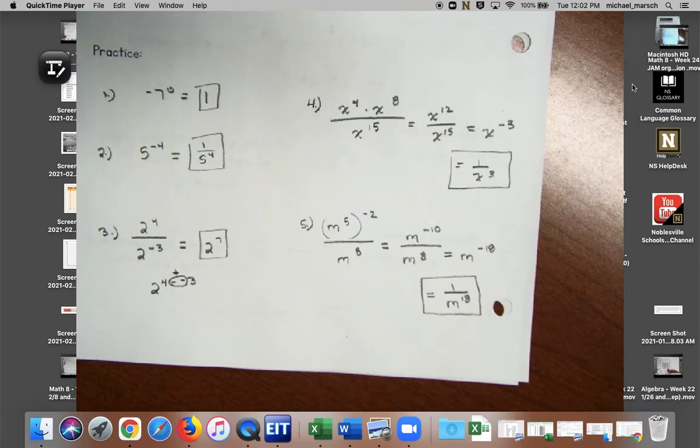Are you guys ready for extreme exponents? I wasn't kidding. Look at the next page. It's called extreme exponents. I'm hungry. We're close. You got 13 minutes to lunch.